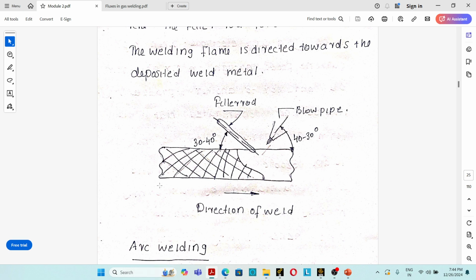The blow pipe is held at an angle of 40 to 30 degrees and the filler rod is held at an angle of 30 to 40 degrees with the welding line. In this case, during the welding process, the filler rod follows the blow pipe and the flame is directed to the deposited weld metal. That's the case of the right hand welding technique.